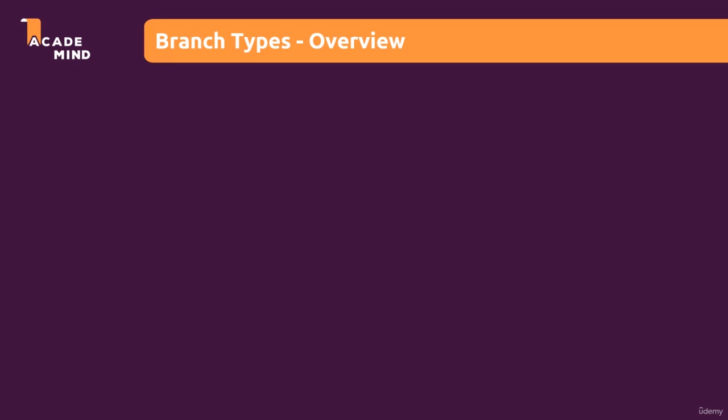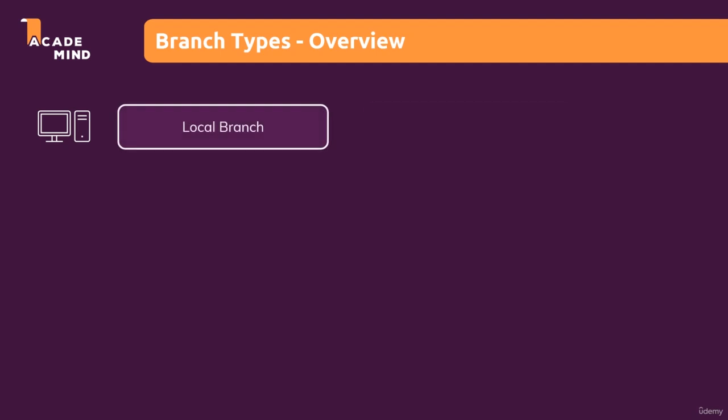Time for another branch types overview, because we are almost at the end when it comes to branches, but this last type is really crucial to understand how this whole Git and GitHub thing works. Let me quickly summarize what we had so far. We have a local branch.